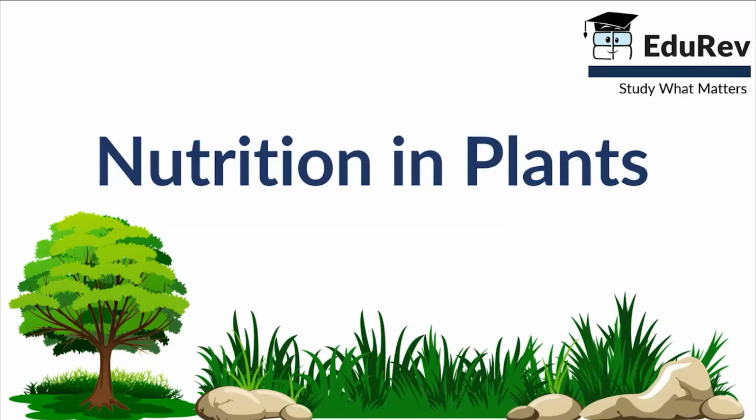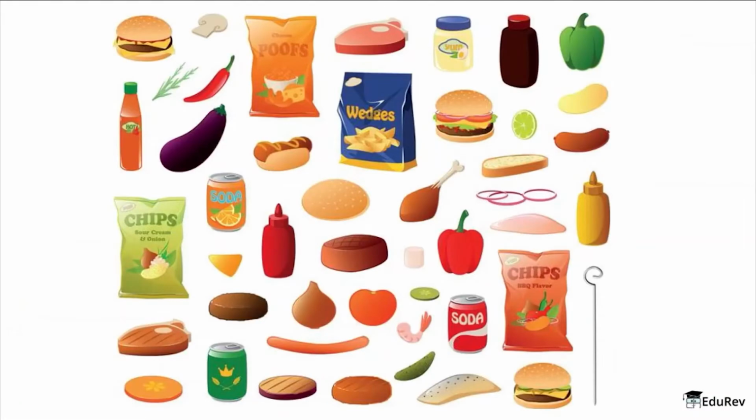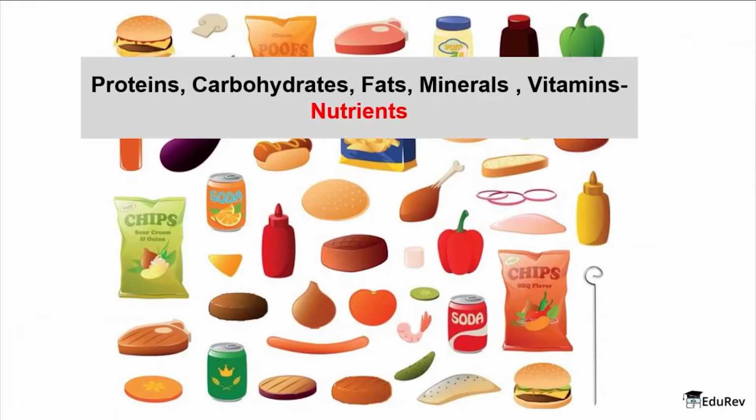Hi everyone, in this video I'm going to be talking about nutrition in plants. So we know that all living organisms require food. The components of the food that we eat are proteins, carbohydrates, fats, minerals and vitamins. These components of food are called nutrients and are very essential for our survival.